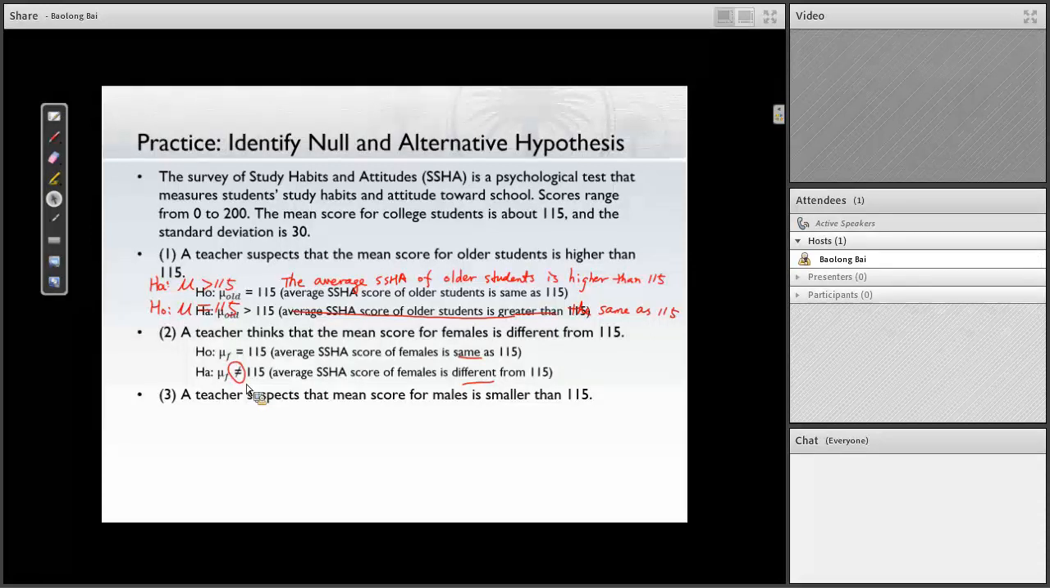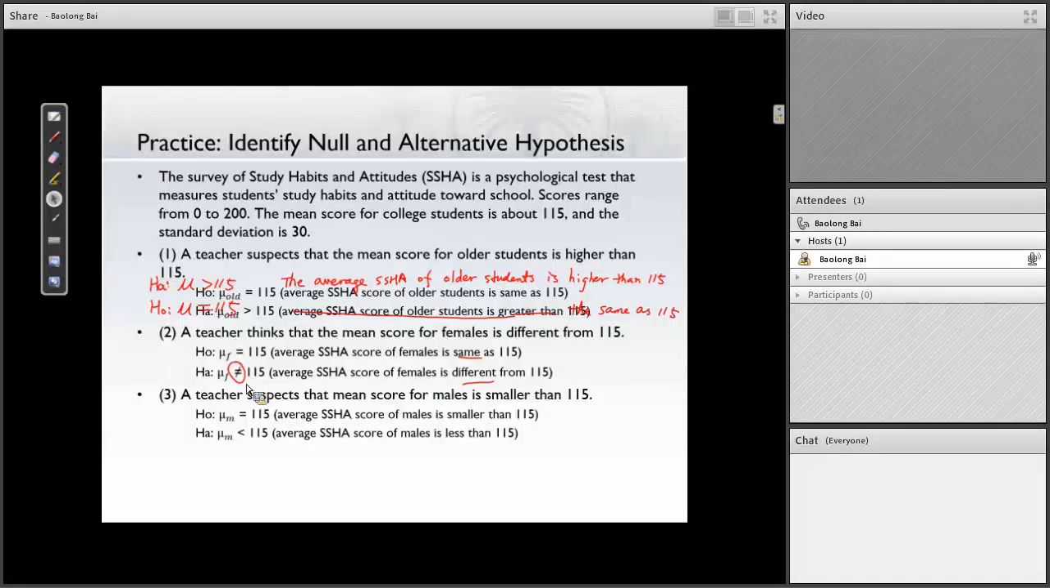Okay? And likewise, if you suspect the mean score for male students is smaller than 115, that's our alternative hypothesis with the smaller than sign. And if you change the smaller than into, I'm sorry, there's a mistake here. This should be the same as here, all right? So we change the smaller than into the same as, that will be our null hypothesis. Then you have an equal sign and a smaller than sign, right?